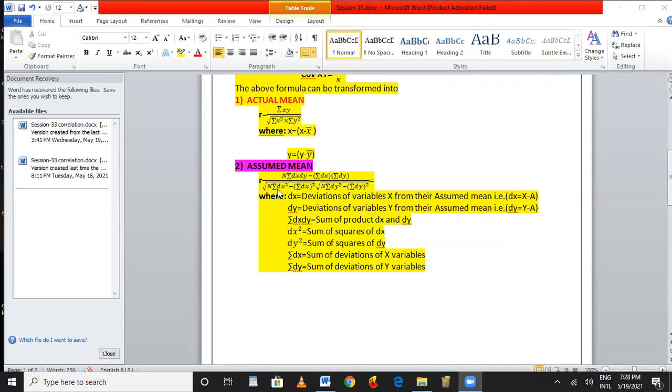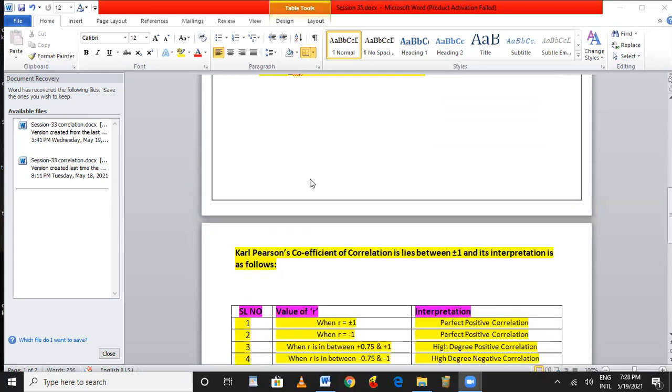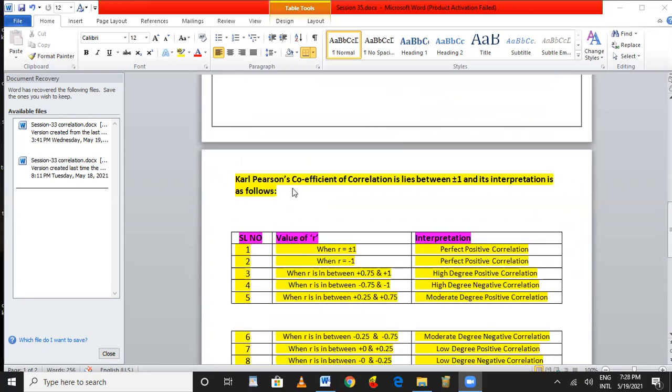The correlation coefficient is the relationship between the two variables. Here, the first is the actual mean method and the second is the assumed mean method. We can apply any method which is convenient to us. Karl Pearson's coefficient of correlation lies between plus and minus 1, and its interpretation is as follows. After finding the correlation coefficient, it is not sufficient; we have to interpret the data.